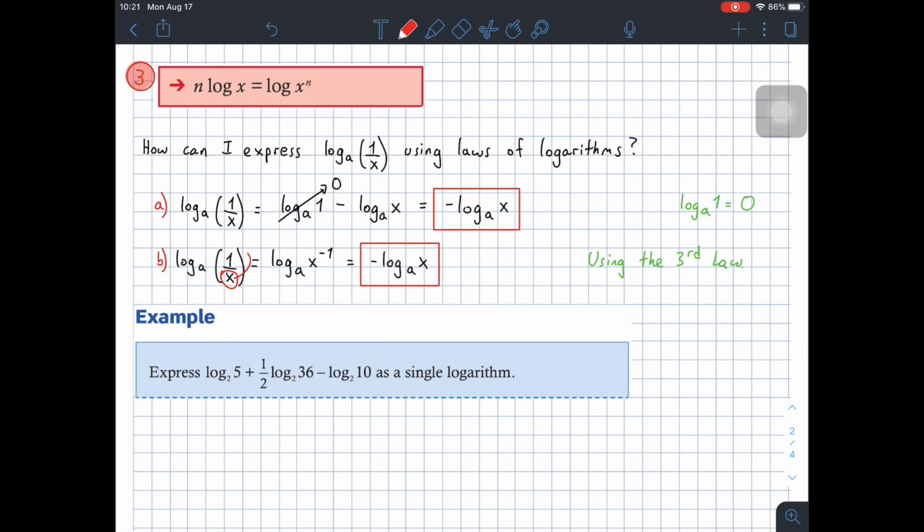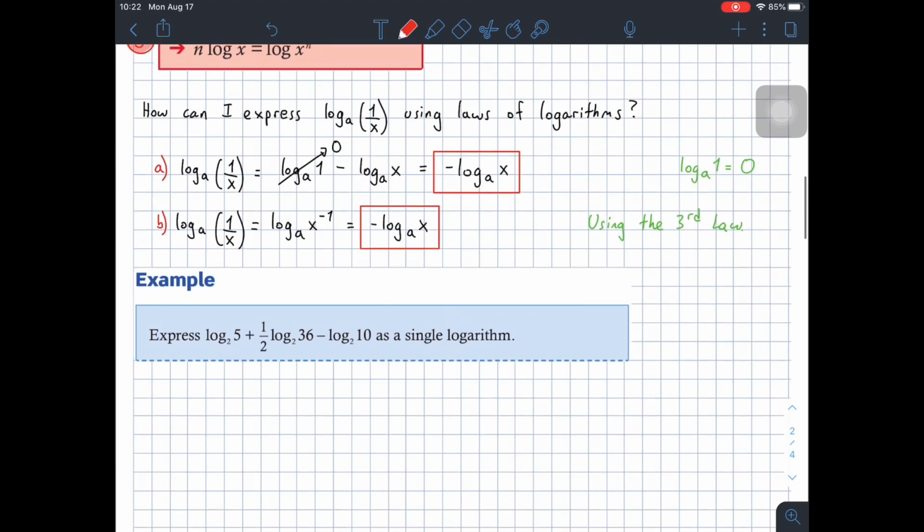So if I change the sign of the exponent and then I apply the third law, which we just saw, I can take this -1 to the front and we're going to get the same result, negative log base a of x. So you see that it's just another way of evaluating the logarithm, but the result must be the same, okay? So this was done using the third law, and this was done using the second law.